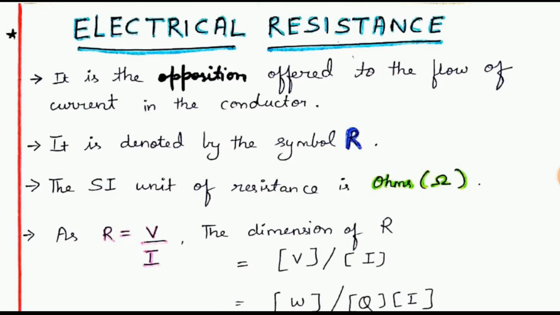So what is resistance? It is the opposition offered to the flow of current in a conductor. So the amount of opposition that is being offered to the flow of current in a conductor is called electrical resistance, and we denote it by the symbol capital R. Its SI unit is ohm, given by the symbol Ω.